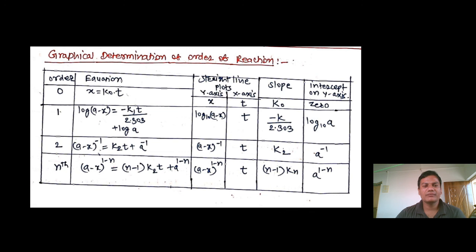In this way you can explain first order, second order, and any order, that is the nth order. The last equation, (a minus x) raised to 1 minus n is equal to (n minus 1) k into t plus a raised to 1 minus n, is the equation for nth order. Then you can see the x-axis as well as the y-axis, and the intercept also. So these are the memorizing facts or tricks which we can use for solving the numericals.